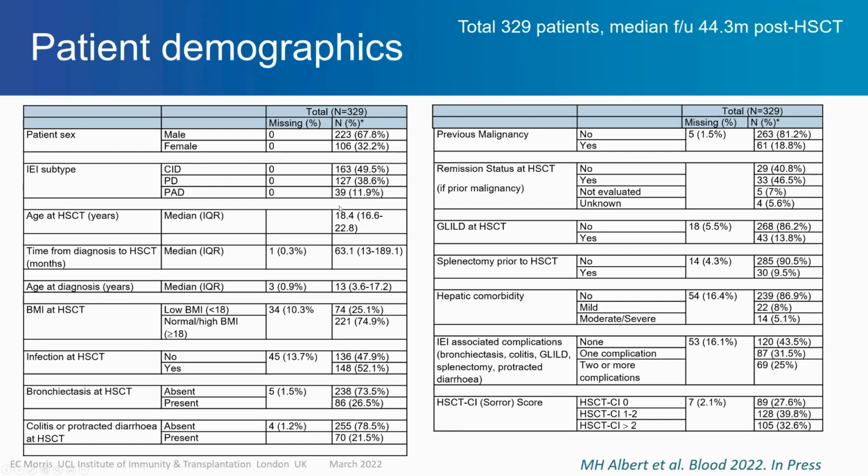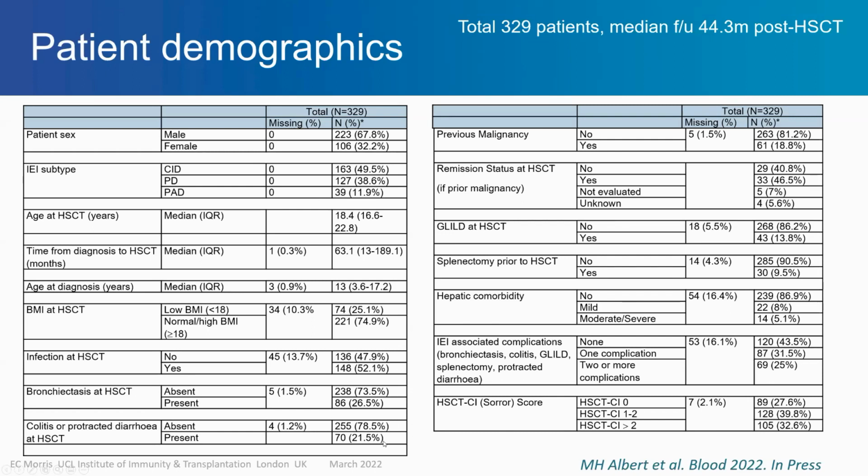The median age at transplant was 18, and the interquartile range was 16 to 22, but our older patients were in their mid to late 50s. Interestingly, most patients had been diagnosed in childhood but hadn't been treated until late adolescence or adulthood with their transplant. Half of patients had infection at the time of transplant. A quarter of patients had bronchiectasis at the time of transplant.